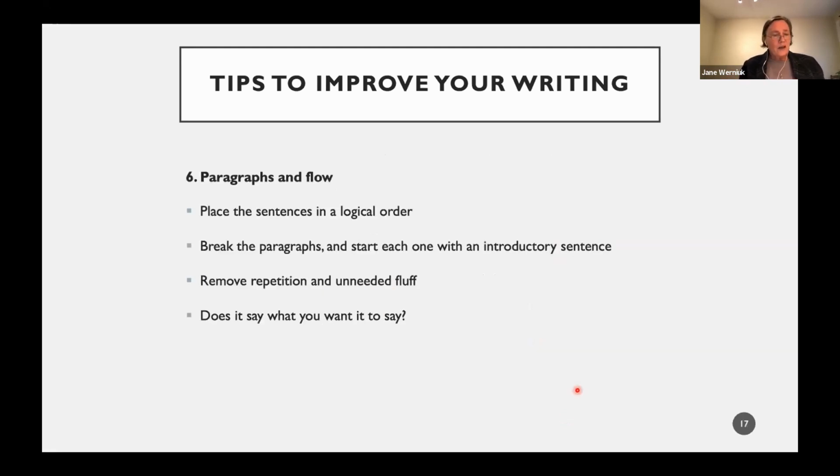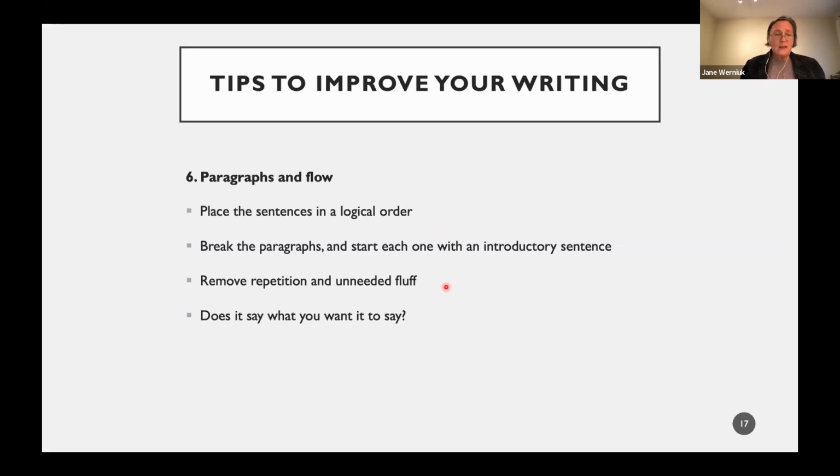Now let's look at a larger scale. You should use paragraphs and flow to create a logical structure to help your reader understand your description or argument. Do the sentences lie in a logical order? Are the paragraphs split in logical places? Introduce one thought at the start of each paragraph and complete that thought within that paragraph.